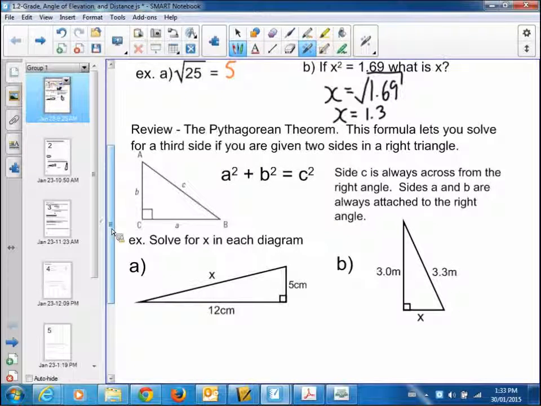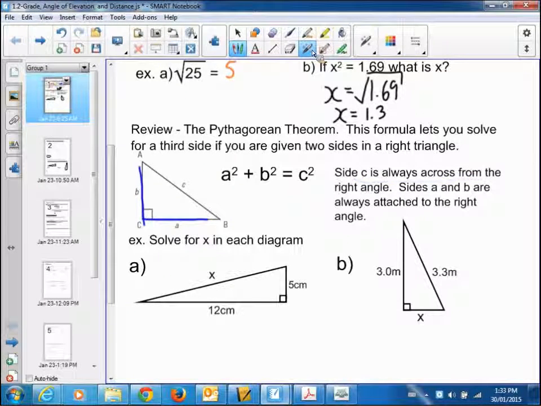You remember what I'm talking about, Tatiana? I don't know. But the side across from the right angle, we call it the hypotenuse. But have you ever seen this formula before? Okay. The C has to be the side across from the right angle. So that's what I'm saying there. A and B are always attached to the right angle, A and B. It doesn't matter with A and B if you switch them around, but it does matter with C.